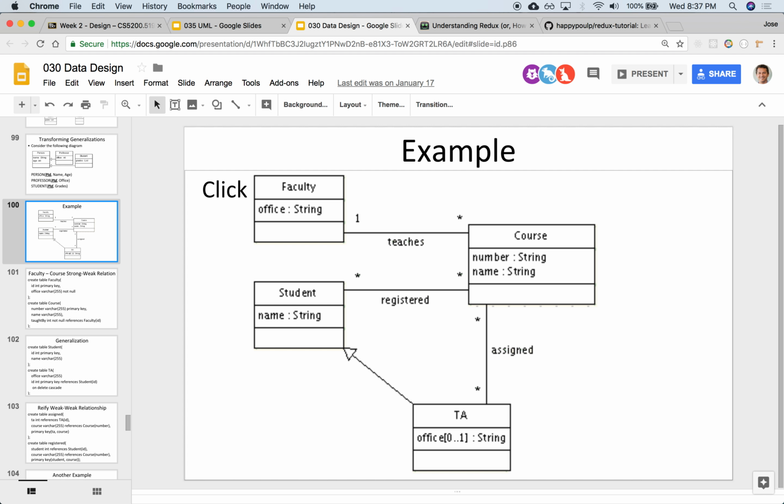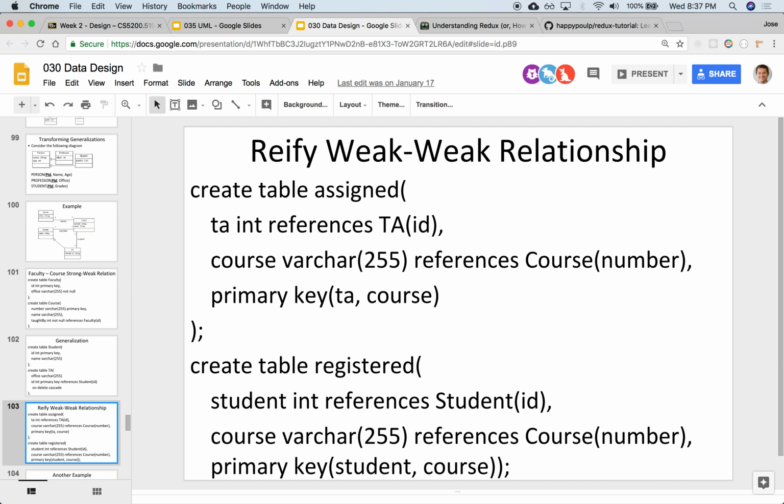Replaced with a table that points to the student and points to the course, right? And so to that end, we have these two tables. These are two mapping tables, right? They're associating. They have two foreign keys. One is a TA, that points to the TA. And the other one is the course, the course referencing the course number. See that? So it's pointing to both, relating those two records.